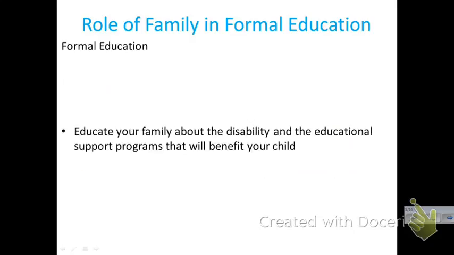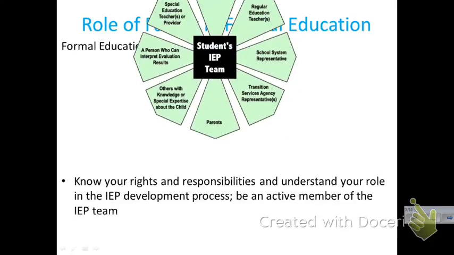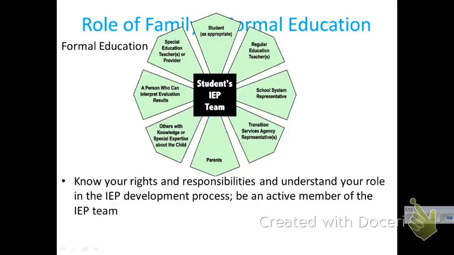Educate your family about the disability. Talk to your other children about it and the educational support programs that will benefit your child. You need to build a good relationship with your child's school. You need to know your rights and responsibilities and understand your role in the IEP development process. You need to be an active member of the IEP team if your child will have an IEP.